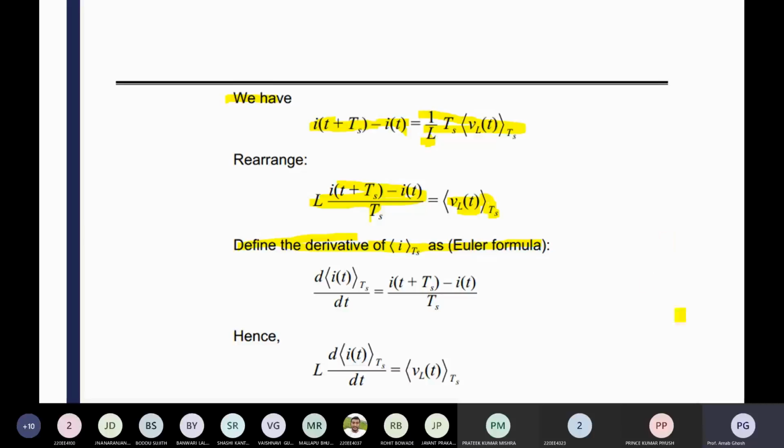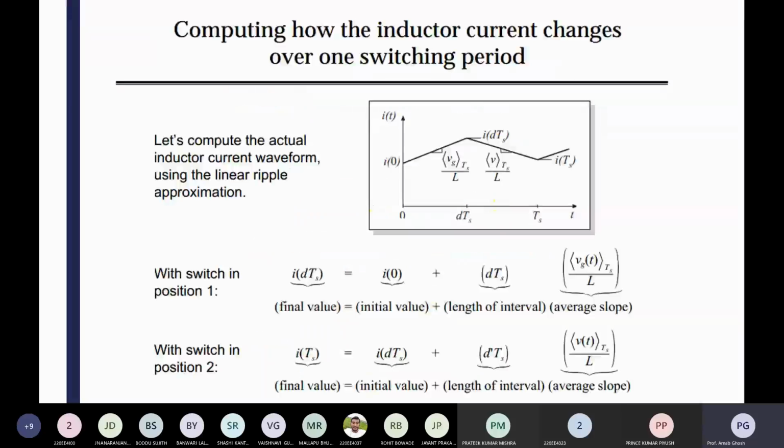So directly you can get that value. In the average value I told you, di_L/dt, where dt is the cycle value Ts, equals i(t plus Ts) minus i(t) whole divided by Ts. Hence L di/dt over the switching period equals vL(t) average over Ts. The same formula we use for computing how the inductor current changes over one switching period.